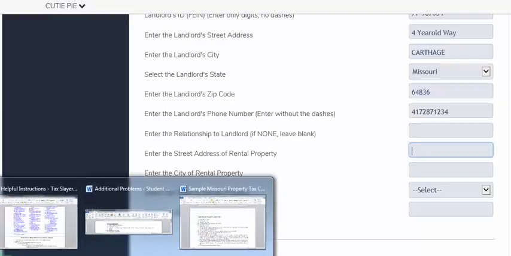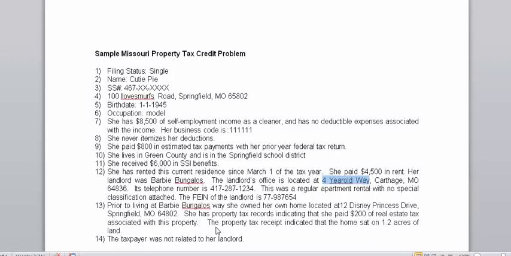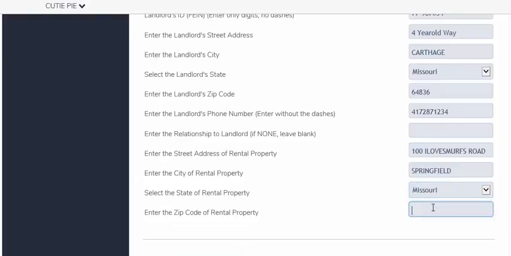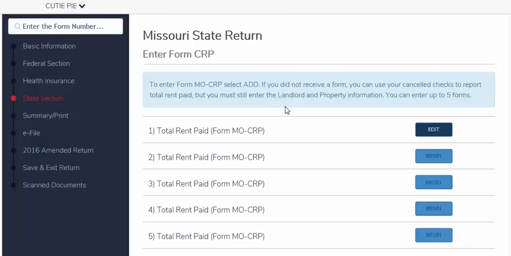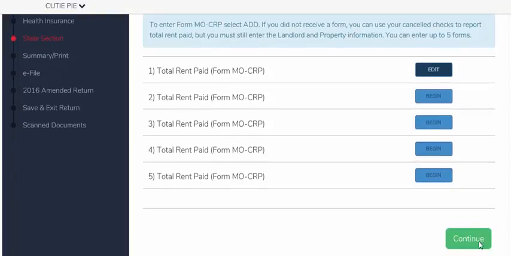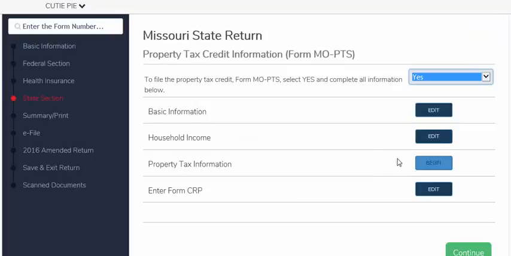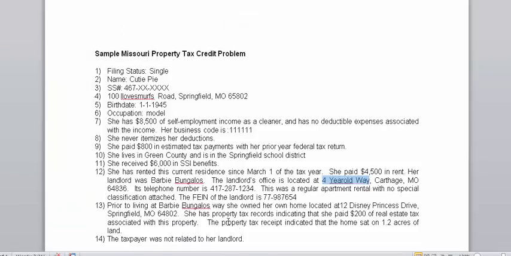This is where the taxpayer actually lives. And it looks like the taxpayer lived at 100 I Love Smurfs Road in Springfield. And that zip was 65802. Okay. If they had lived at other rental properties, we would go through and put in more of the CRPs, but we don't have any more CRPs. We do know that we owned our property at a different location for part of the year.